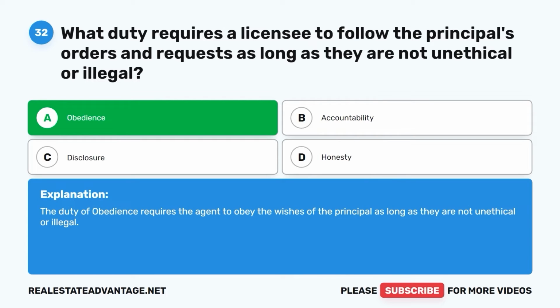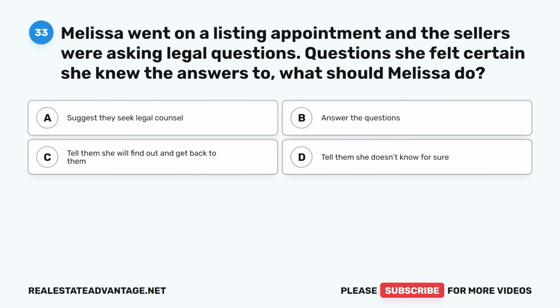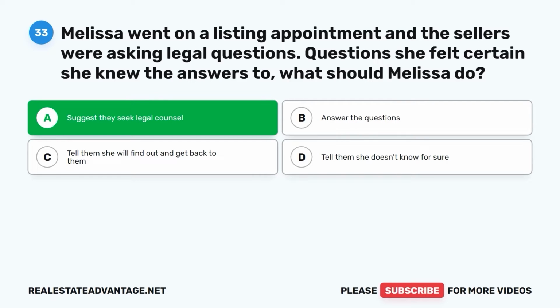The duty of obedience requires the agent to obey the wishes of the principal as long as they are not unethical or illegal. Question 33. Melissa went on a listing appointment and the sellers were asking legal questions. Questions she felt certain she knew the answers to. What should Melissa do? A. Suggest they seek legal counsel. B. Answer the questions. C. Tell them she will find out and get back to them. D. Tell them she doesn't know for sure. The correct answer is A. Suggest they seek legal counsel.